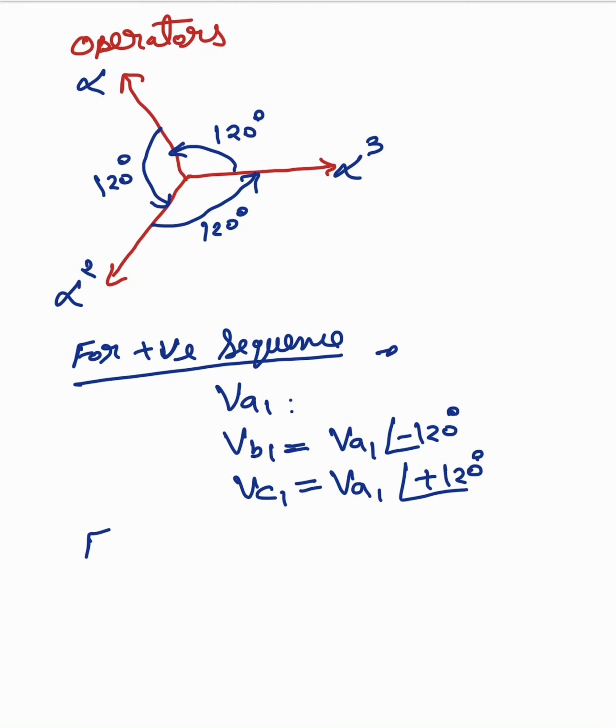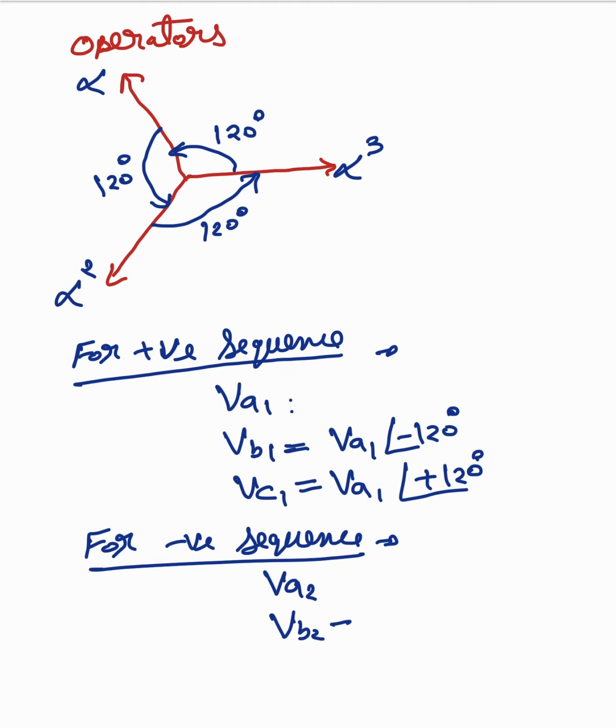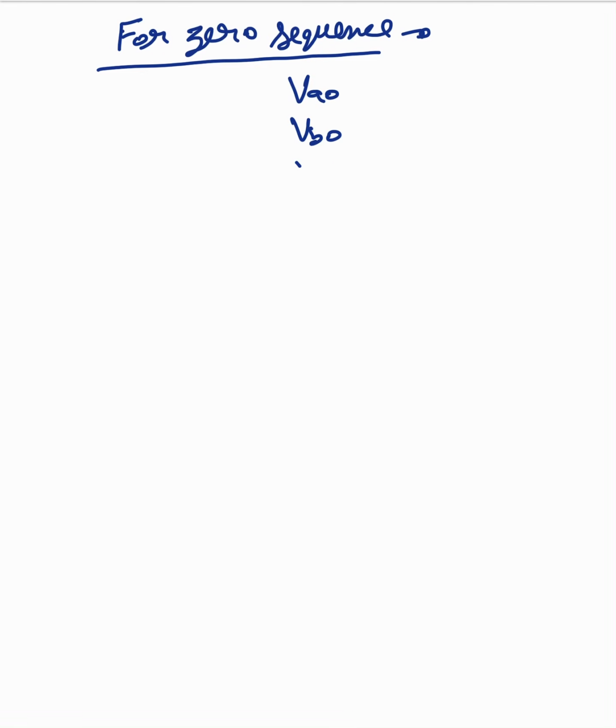Next is the negative sequence. For the negative sequence we write VA2, and VA2 is the reference, so VB2 we can write like this: VA2 angle plus 120 degrees, and VC2 is equal to VA2 angle plus 120 degrees. Next is the zero sequence. For the zero sequence there is no displacement, so VA0, VB0 and VC0.